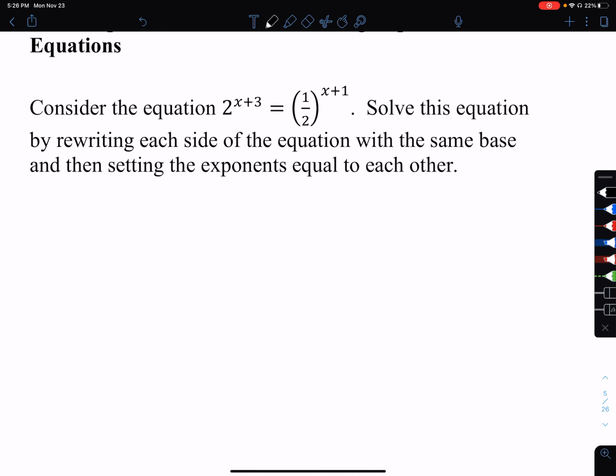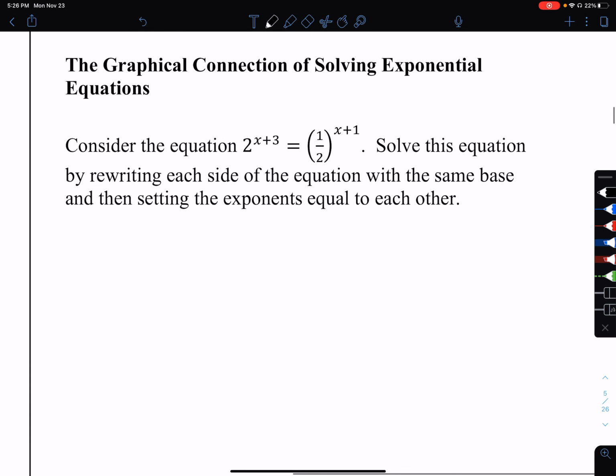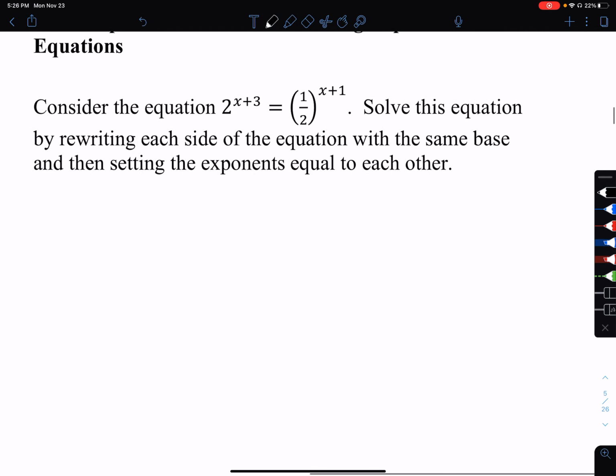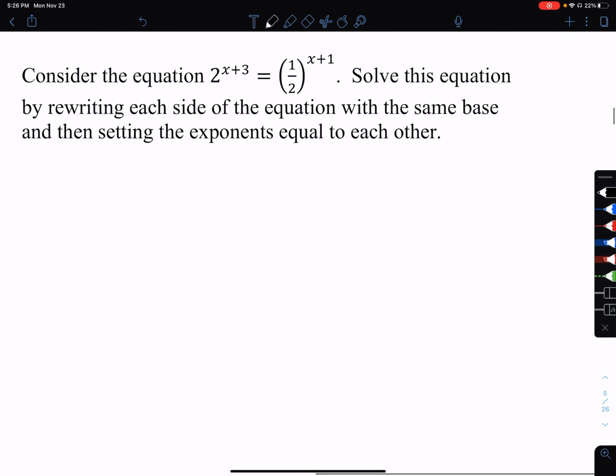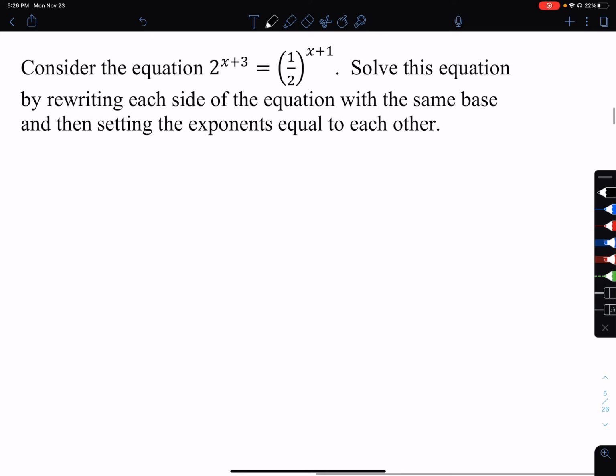It says consider this equation: 2 to the x plus 3 equals 1/2 to the x plus 1. Solve this equation by rewriting each side with the same base. Yeah, so same directions as the last one. I don't know why I even have these directions here.